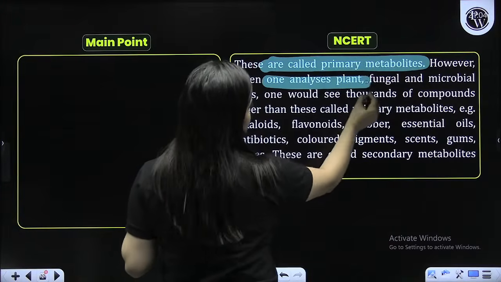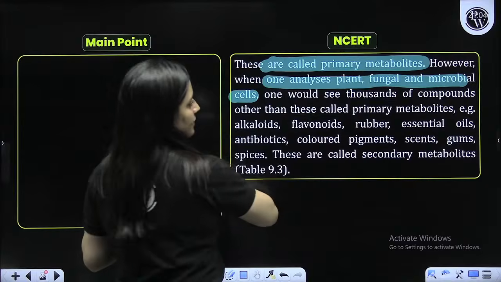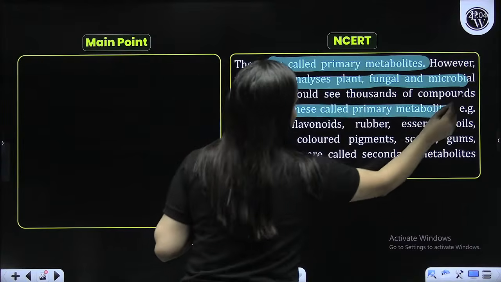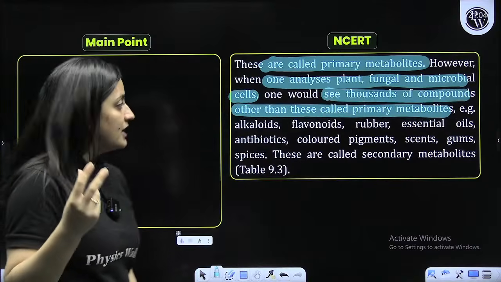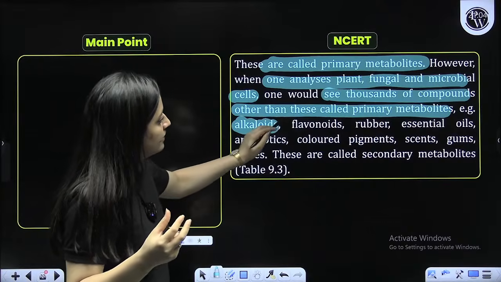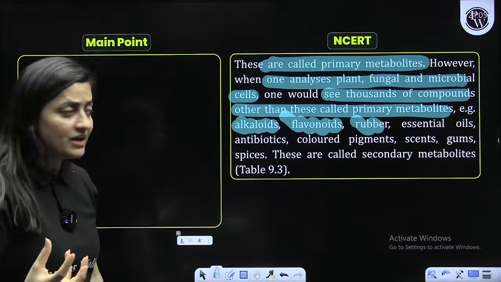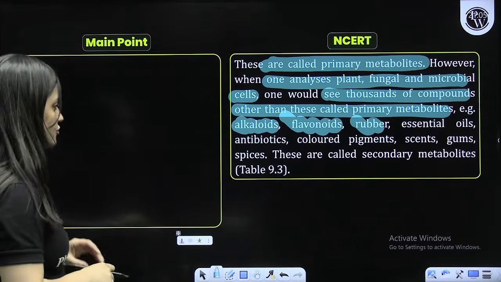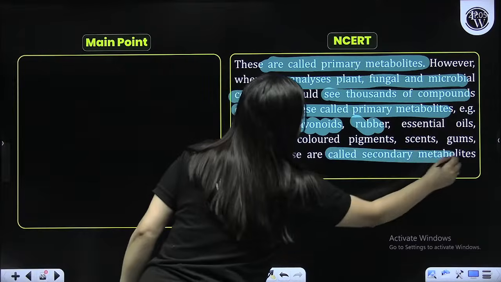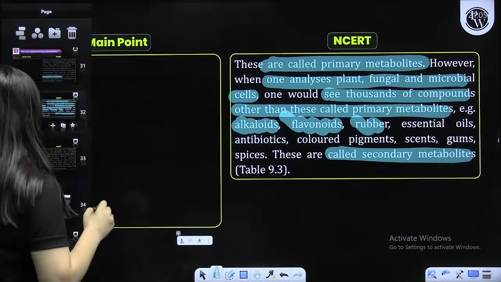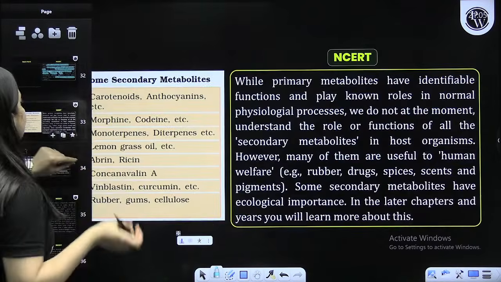However, when we analyze the plant, fungi and microbes, we see thousands of other compounds than the primary metabolites. So alkaloids are there, flavonoids are there, rubber is there, essential oil, antibiotics, colored pigments, scents, gums, etc. They all are called secondary metabolites.